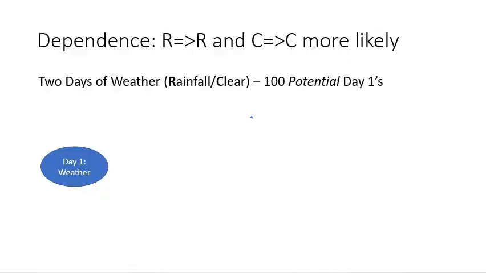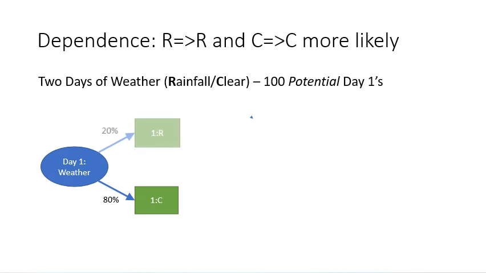Here we create a very simple hypothetical model of 2 days of sequential weather with only two events, either rainfall or clear. So on the first day, there is a 20% probability of rainfall, which we call 1R, and there is an 80% probability of clear weather. So given 100 potential days, 20 of them will be rainy and 80 of them will be sunny.